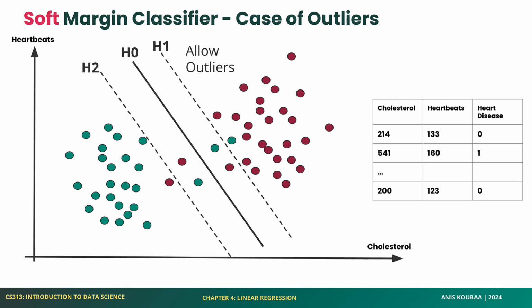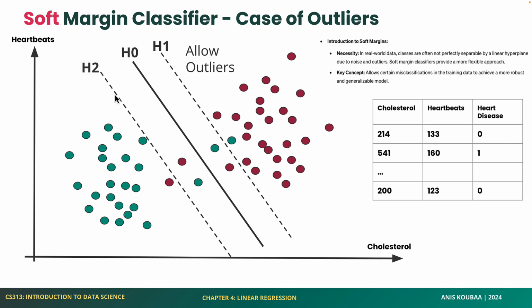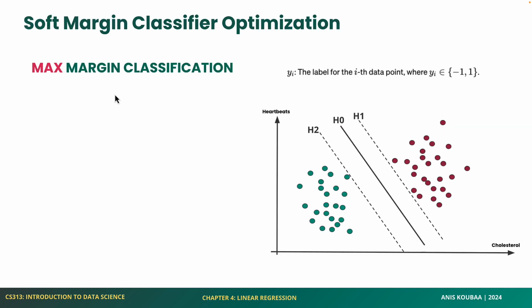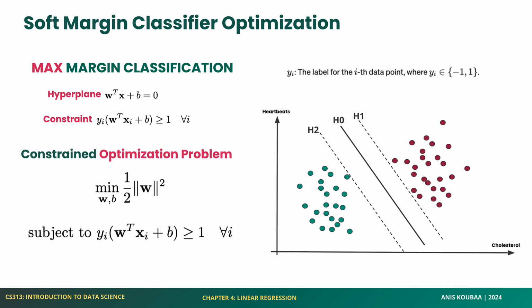So in the soft margin classifier, we will allow outliers in order to have the best possible margin that will provide the best accuracy possible for the SVM classifier. So at the end, it's an optimization problem in order to find the best margin possible. And for this, let me remind you about the maximum margin classifier. This is what we want to optimize. We want to minimize the norm of the weights, subject to having this product greater than 1.